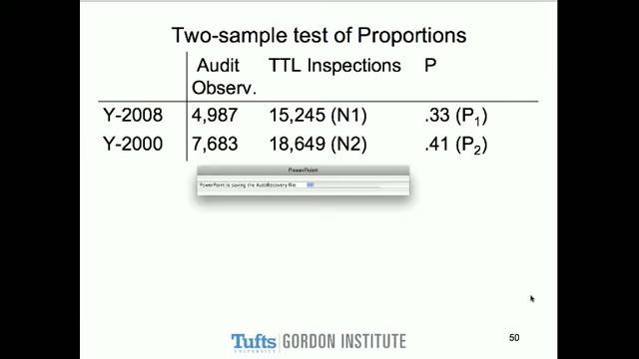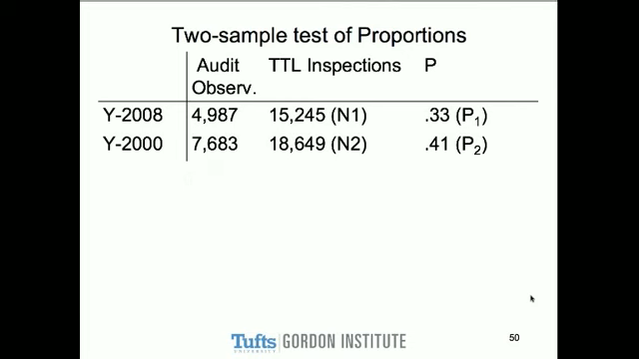So for the example here, this is real data from the FDA, and these are audit observations given to medical device companies, pharmaceutical companies, based upon the total number of inspections given that year, okay? So N1 here is the total number of inspections in 2008. That's 15,000. N2 is the total number of inspections for the year 2000, 18,000 here. And we have a difference in the number of audit observations.